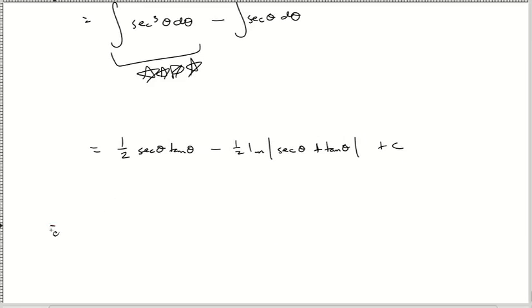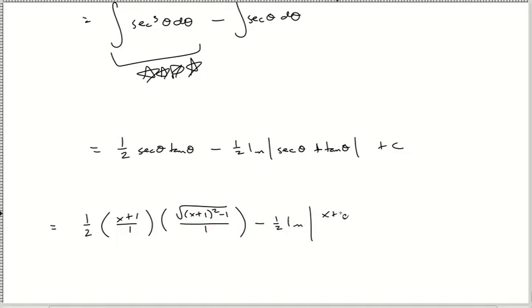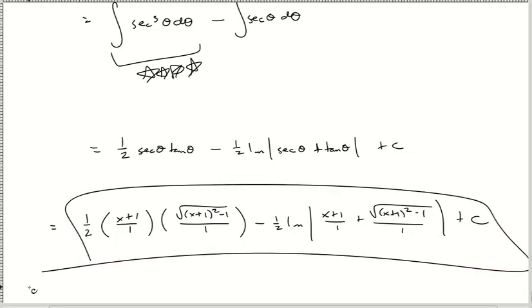And then I have to go back and plug in my x's, and I'm just going to go ahead and give that to you in the very end here. It's x plus 1 over 1 times the square root of x plus 1 squared minus 1 all over 1, minus 1/2 ln of basically the same thing: x plus 1 all over 1, plus the square root of x plus 1 squared minus 1 all over 1. And you don't have to divide by 1, obviously. I have a plus C somewhere, but then all of a sudden it's gone. I'm going to put a plus C and call it a day.